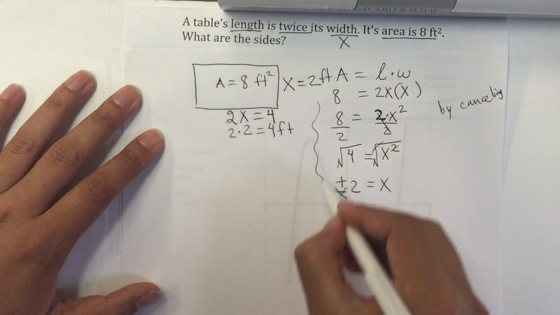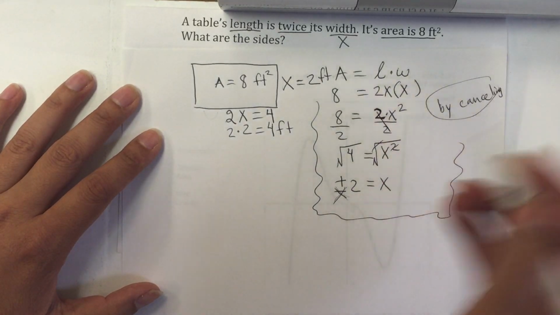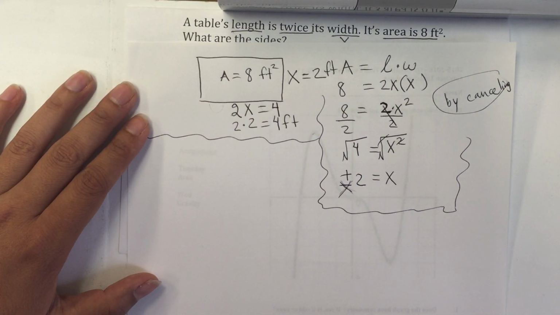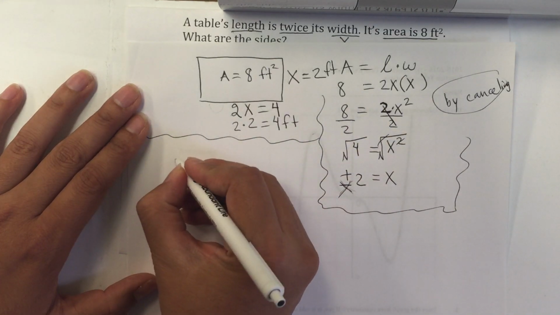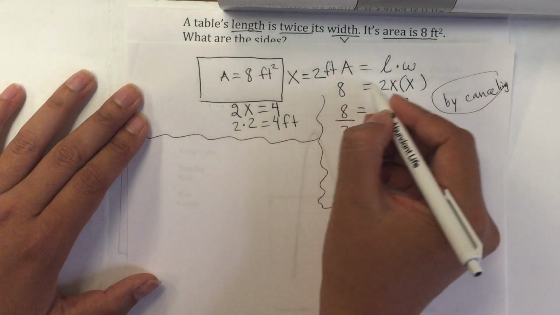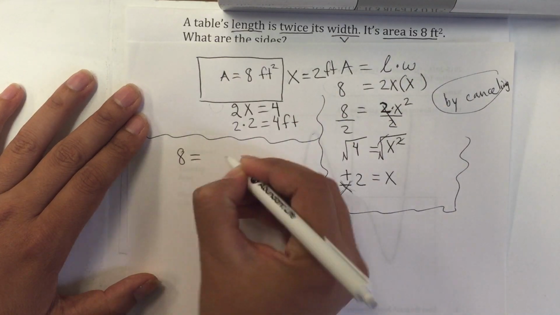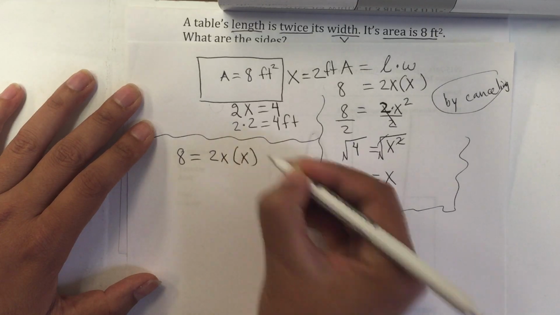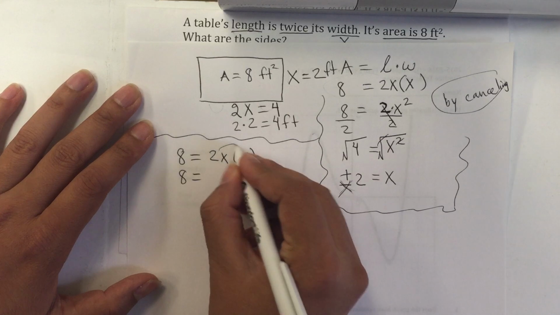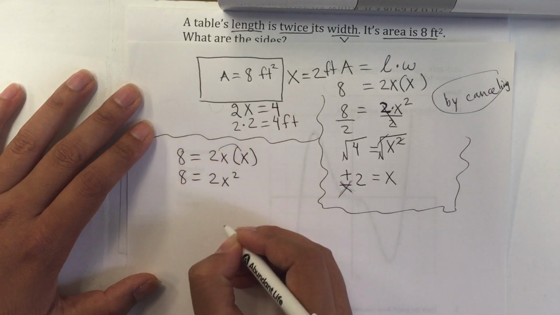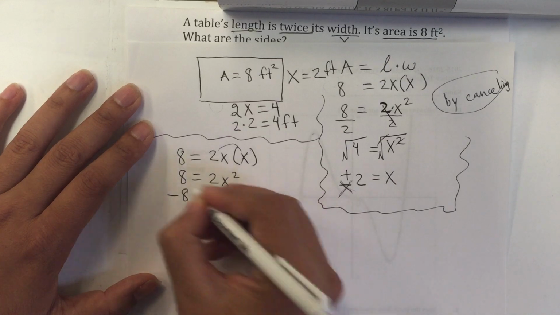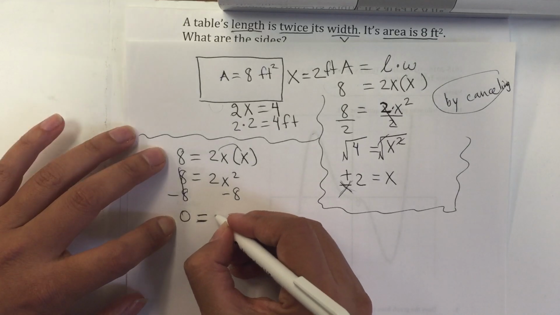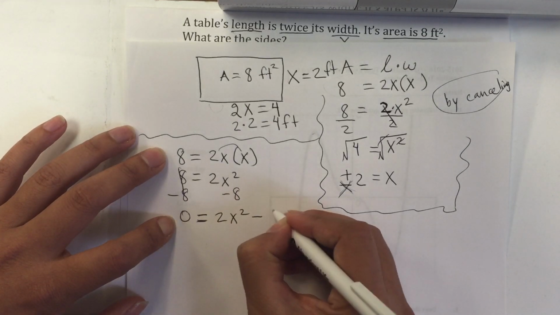So that's one way of solving it, by canceling. Now let me show you by, let's see if I can do it by factoring. I'm going to start from here. The area is equal to 2x, which is the length, times the width, which is x. So 8 is equal to 2x squared. I subtract 8 from both sides. Remember that for factoring, we need to have equals to 0. It's going to be 2x squared minus 8.